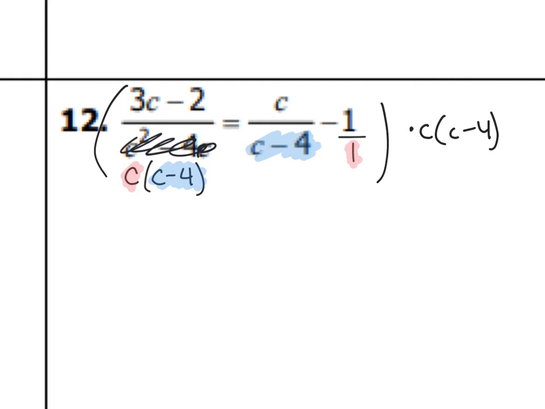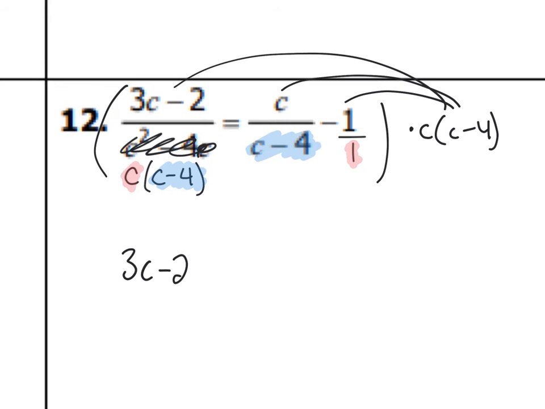So we take this, and we distribute. We start off with the first fraction. To get from c times c minus 4 to c times c minus 4, what do I have to multiply by? Nothing, or just 1. So I'm just going to leave that 3c minus 2 alone. Keep the equal sign. Now, to get from c minus 4 to c times c minus 4, what do I multiply by? c. So I need to do that up top as well.